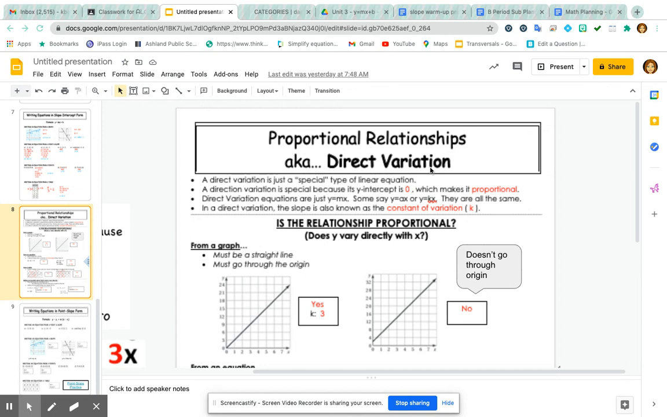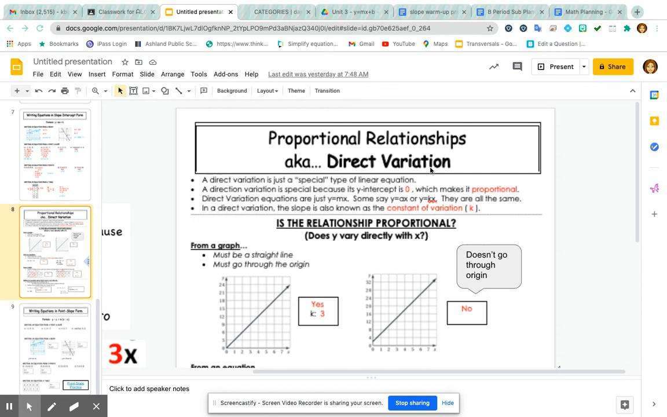An example in real life of a direct variation would be if you go to the movie theater and you buy tickets that are $10 each, and you buy 5 tickets, it would cost you $50. If you bought 8 tickets, it would cost you $80. All you're doing is multiplying by the cost of the ticket, and that's your total cost.